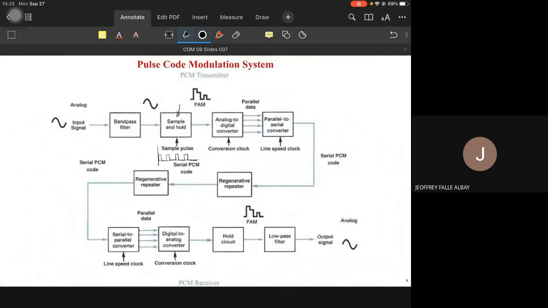Notice that each block after the filter has a clock. Even the sample pulse is a clock. There is a conversion clock and a line speed clock, and the same at the receiver. So the receiver just performs the inverse operations: a serial to parallel converter feeding the DAC, then a sample and hold circuit, then the low-pass filter.